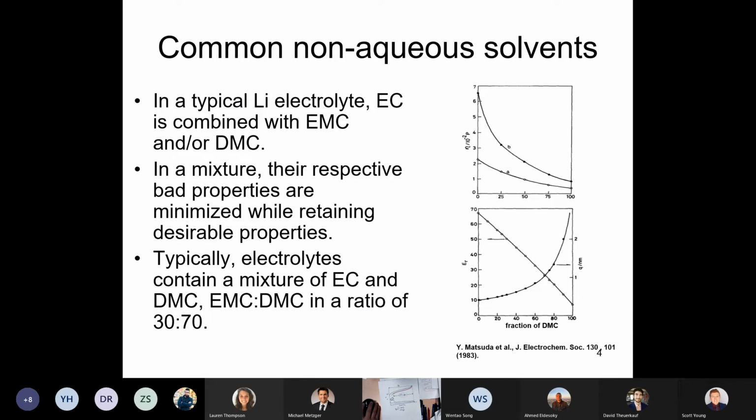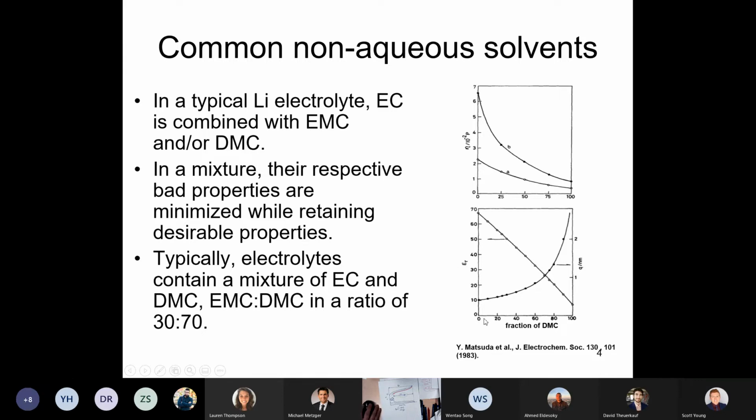Yeah, so this is a graph that shows you what happens when you mix electrolytes together. Like I said, typically you would combine EC with either EMC or DMC or both. In the mixture, their respective bad properties are minimized while retaining the desirable properties. So let's take a look.